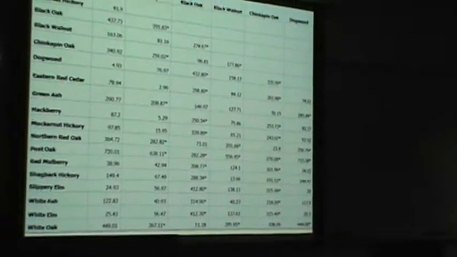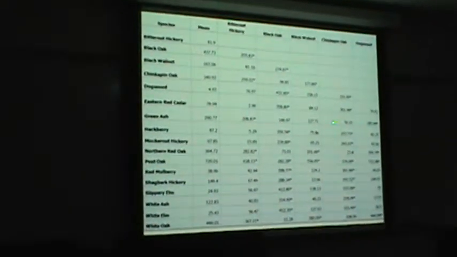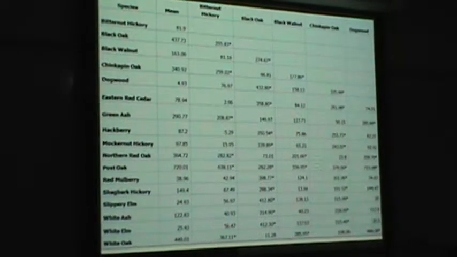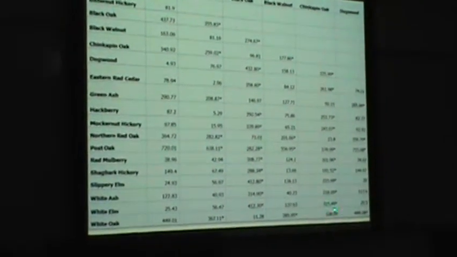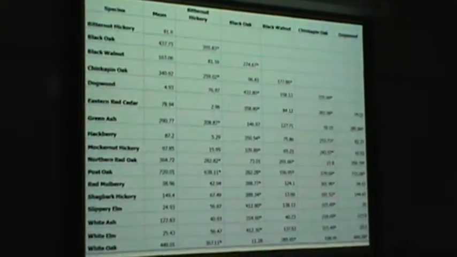So this is the comparison of total above ground biomass means for all tree species. For chinkapin oak, you will see that it had the same mean as green ash, northern red oak, and white oak, but for all the other trees, it was significantly different.